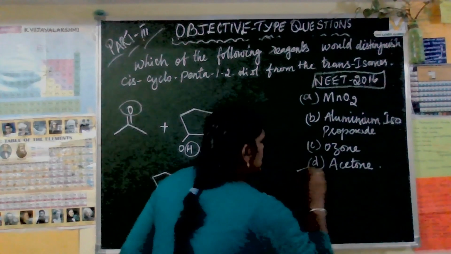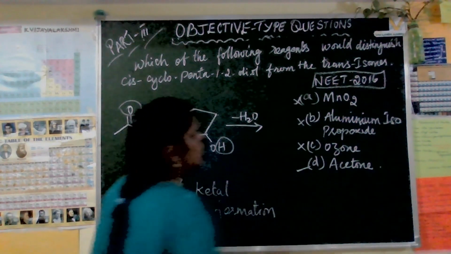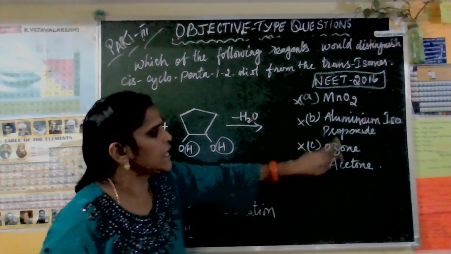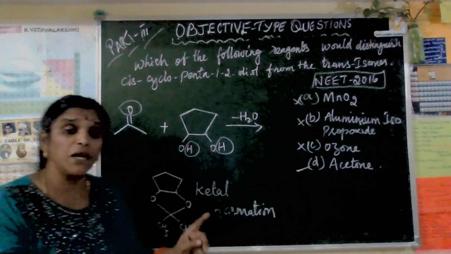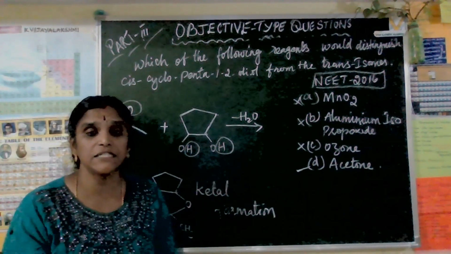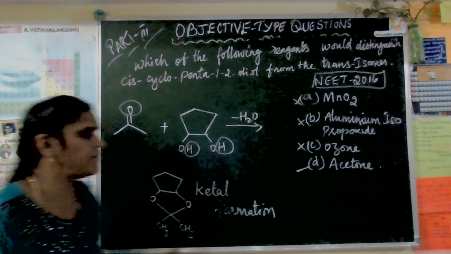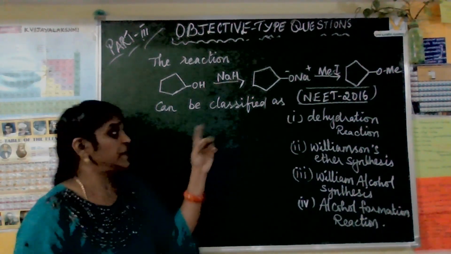So this is the correct option. Ozone, no, this is not possible, and this is also not possible. Manganese dioxide, no. Aluminum isopropoxide and ozone, no, these are all not possible. Whichever gives the bicyclic compound, that is the way we can identify. The next question also is very simple.